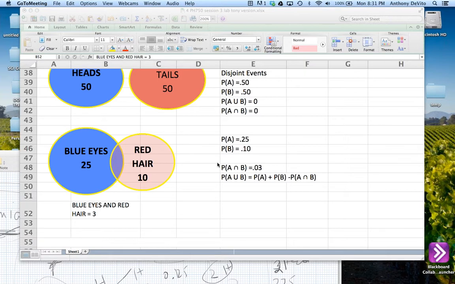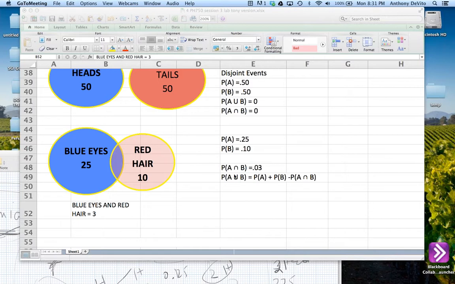The reason we know that's the wrong answer is because there are three people in here. That means that there are three people that satisfy both conditions. So really, outside of here, people that have only blue eyes but not red hair is 22. People that have red hair and don't have blue eyes is really only 7. So we have 22 and 7 plus the 3 that are in here, or in other words, we have 32% of the population that has blue eyes or red hair. That's our union of blue eyes and red hair.